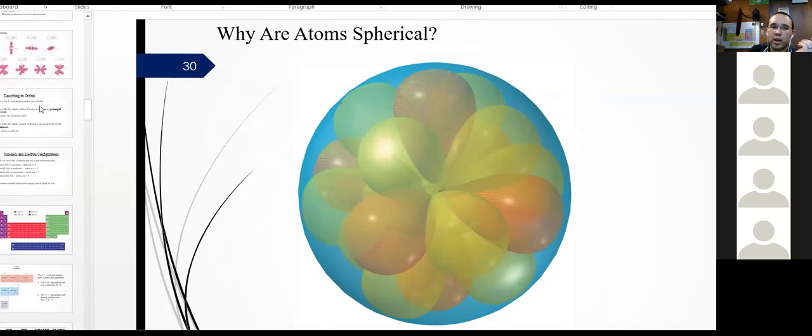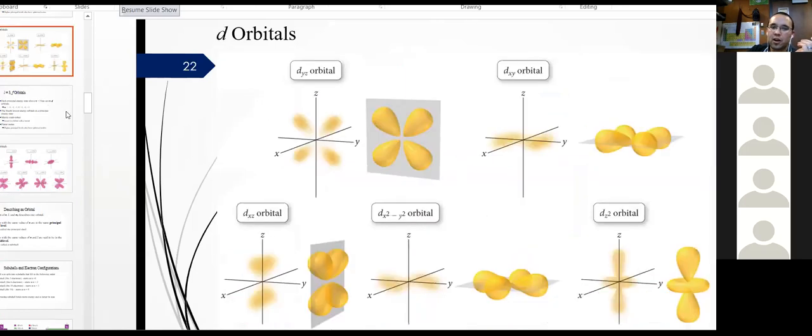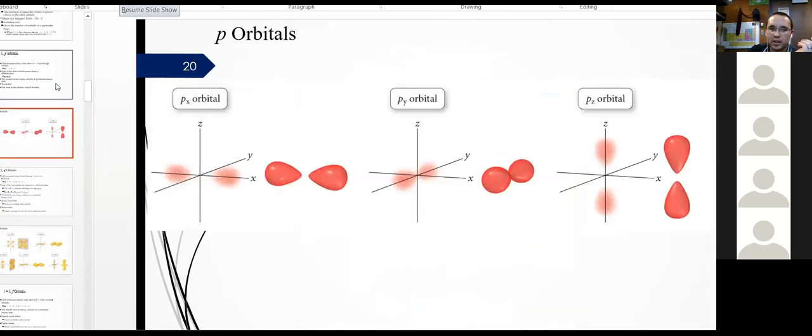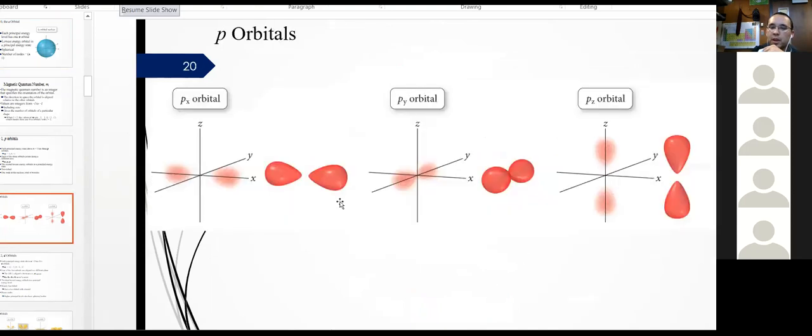But as we're going through it, we can break it down into the different shapes. So we have our f's, our d's, our p's, and our s. The s takes on that entire sphere. And then our p takes on the ones coming up, the ones going front and back, and the ones going side to side.